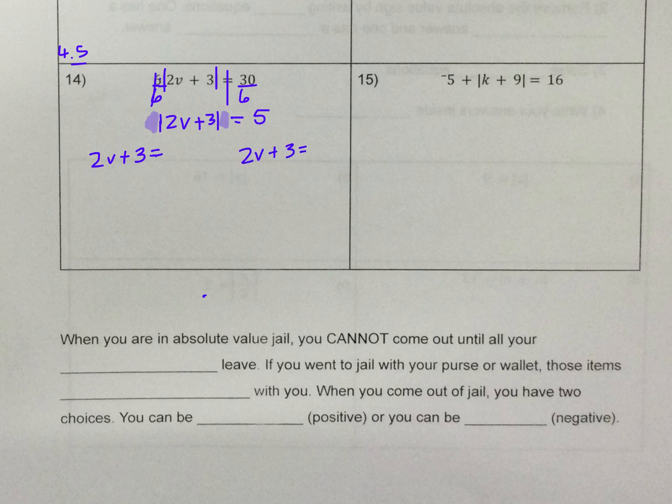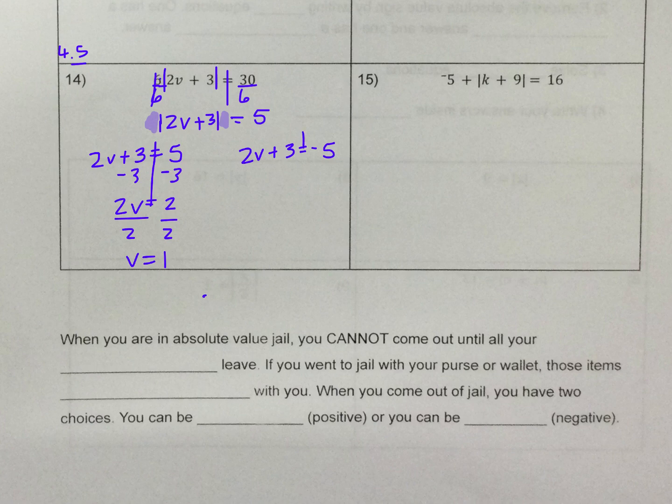When you get out of jail, you have two choices. You can make good choices and be positive, so a positive 5, or you can make bad choices and be negative. So first, to solve this first problem, I have to subtract 3. I get 2v equals 2. Divide by 2, v is 1.